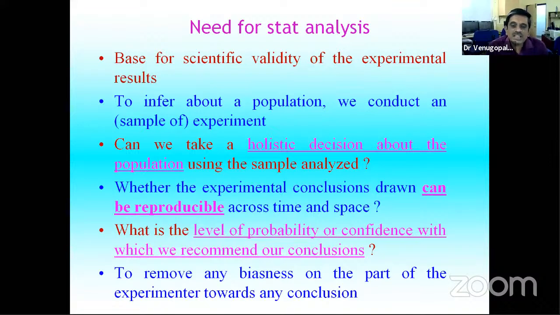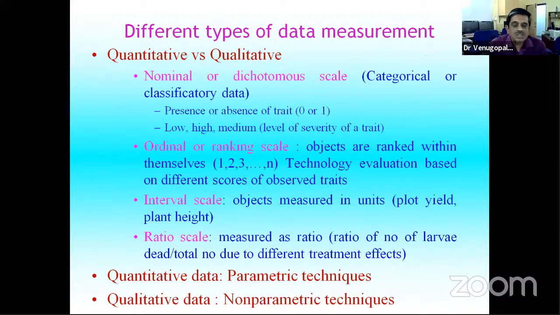Then comes the question of whether the inference we have drawn can be reproduced across time and space, if the same research is done next year or in some other location. If so, what is the level of probability of confidence with which we can recommend our conclusion? For getting a yes answer to all these questions, systematic statistical planning and analysis is the need of the hour. Of course, it removes any bias on the part of the experimenter towards any scientific conclusion we are drawing.